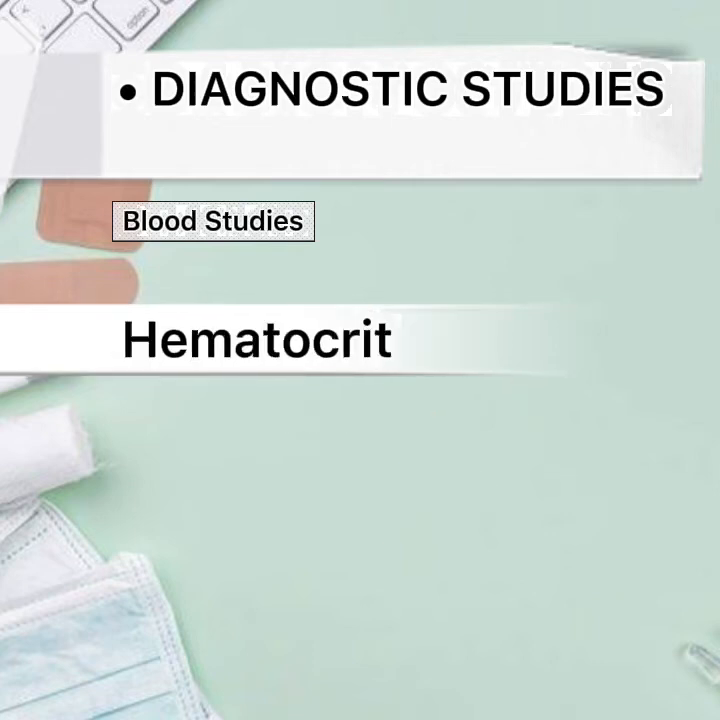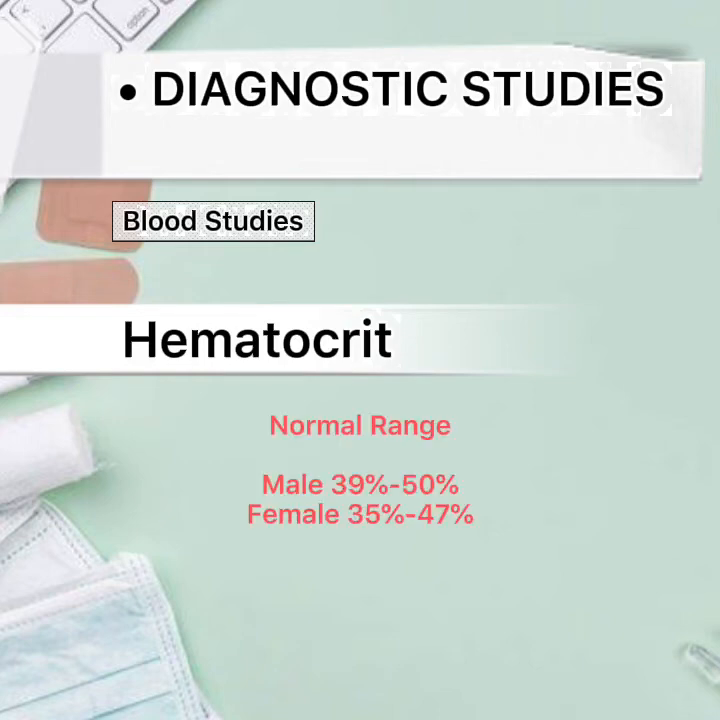Next, we have hematocrit. This is the test that reflects the ratio of red blood cells to plasma. An increased hematocrit, which we call polycythemia, is found in chronic hypoxemia. Venous blood is also used in this diagnostic or laboratory test. For the normal range for males, we have 39% to 50%. For females, we have 35% to 47%.